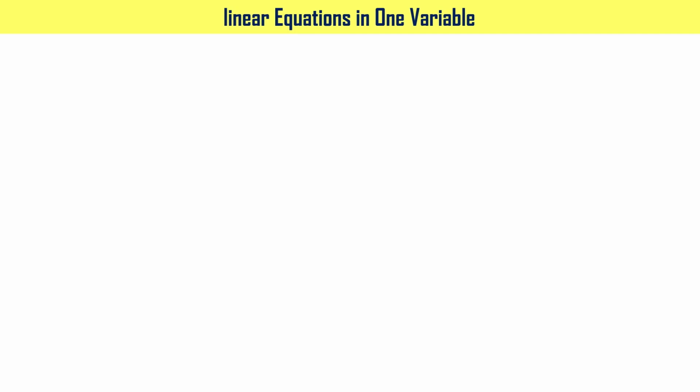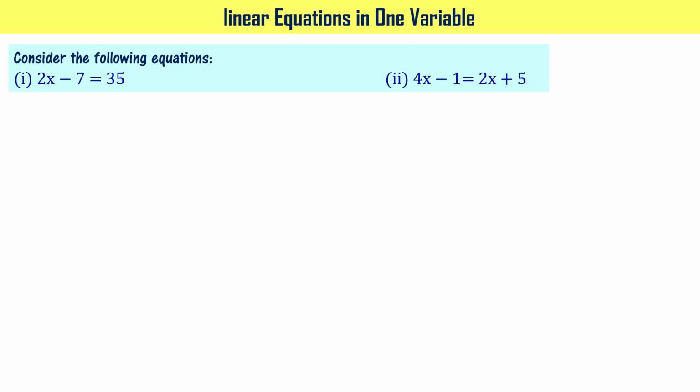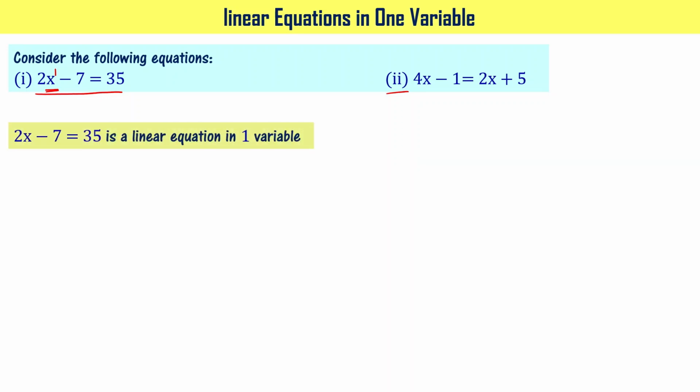Let us quickly recall linear equations in one variable first. Consider the following equations. First equation is 2x minus 7 equal to 35. And second equation is 4x minus 1 equal to 2x plus 5. Look at the first equation. You have 2x minus 7 equal to 35, right? It is a linear equation in one variable, right? Since the variable is only x and its power is 1. And the degree of this particular equation is 1. That's why you say that 2x minus 7 equal to 35 is a linear equation.